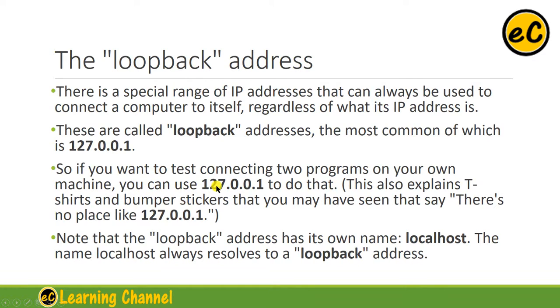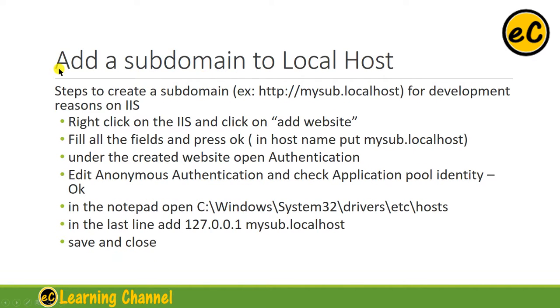You can use 127.0.0.1 to do that, and you may have two ports, one for the sending side, the other one for the receiving side. Note that the loopback address has its own name, localhost, and localhost is so important because of this. It allows you to perform the loopback test for your web services. And you can add a subdomain name such as mysub on your localhost. And here is how. But this is not our main topic, so I will just omit it right here.